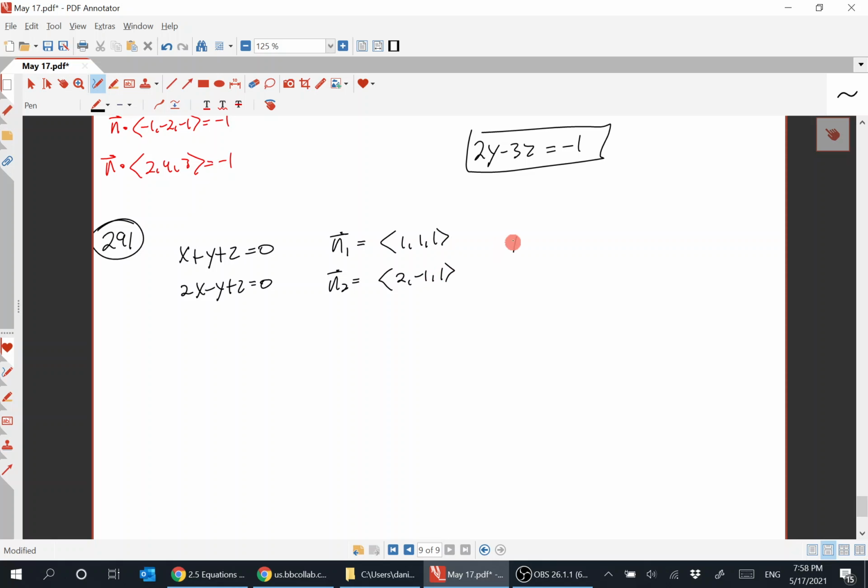Right? So n1 is not equal to k times n2. It's not a scalar multiple. Nor is the dot product 0. The dot product is 2 minus 1 plus 1, which is 2, non-zero. So they're not parallel. Not parallel, not perpendicular.